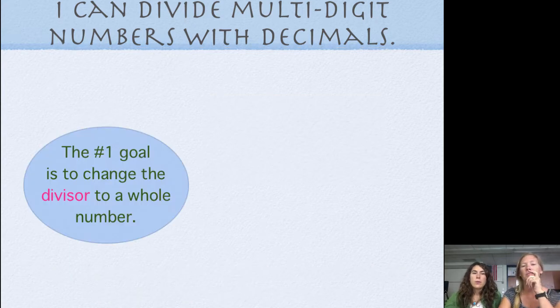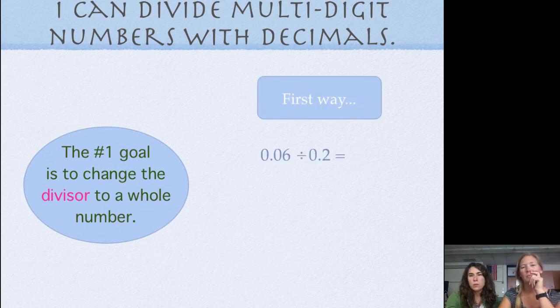So, first of all, the number one goal is to always try to get your divisor turned into a whole number. And we'll show you how to do that. There's actually two ways. And the first way is, let's say you have a division problem that's written out this way with the division sign rather than the little house thing. Right. And we have 6/100 divided by 2/10.